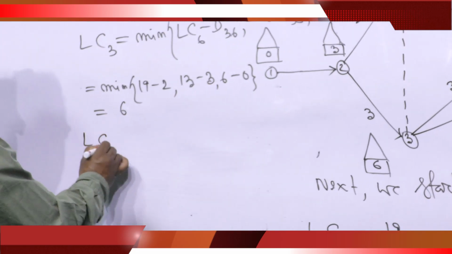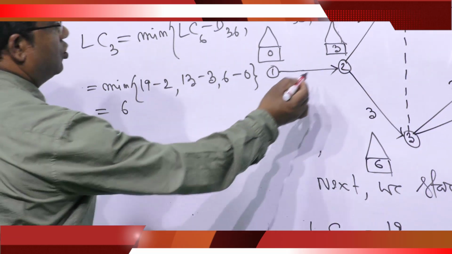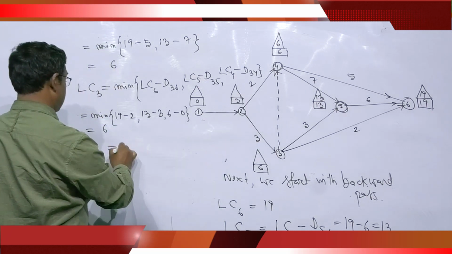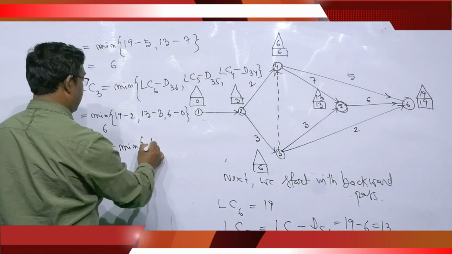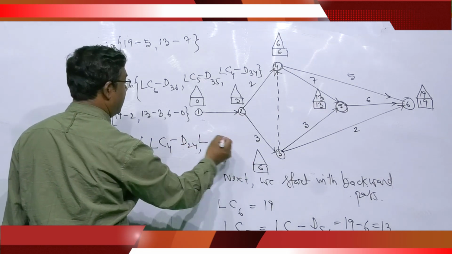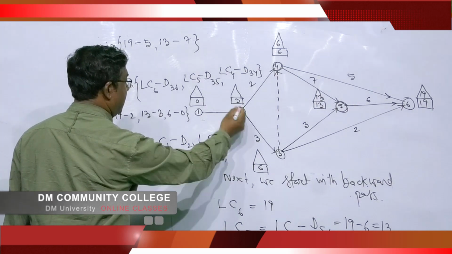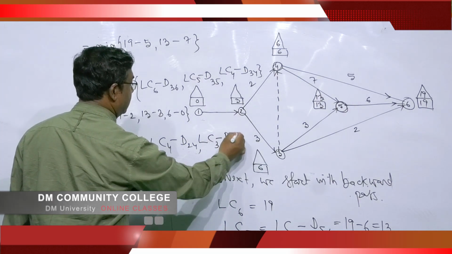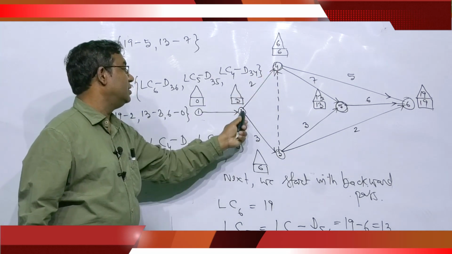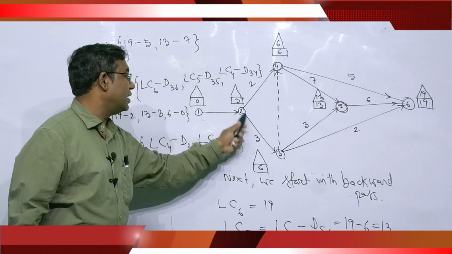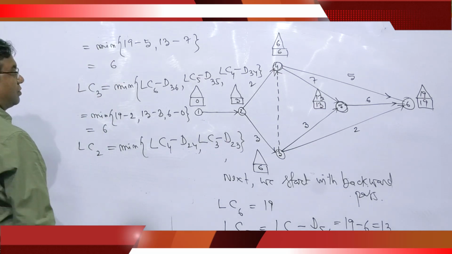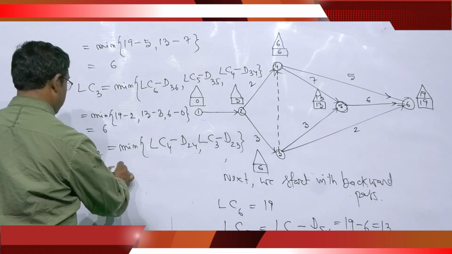Have to find LC2. LC2: there are 2 roots, so minimum of LC4 minus D24, LC3 minus D23. LC4 minus D24, LC3 minus D23. So there are 2 roots from node 4 and node 3. So minimum.